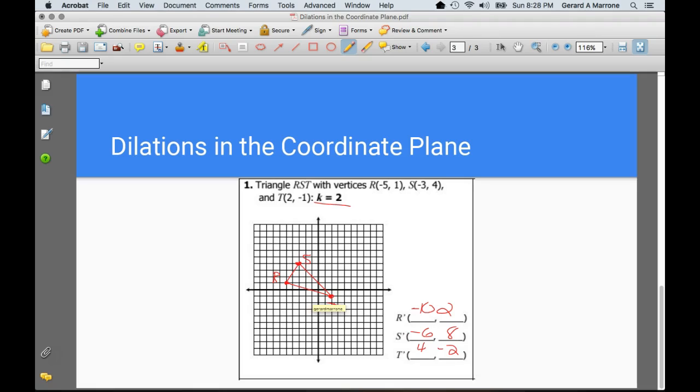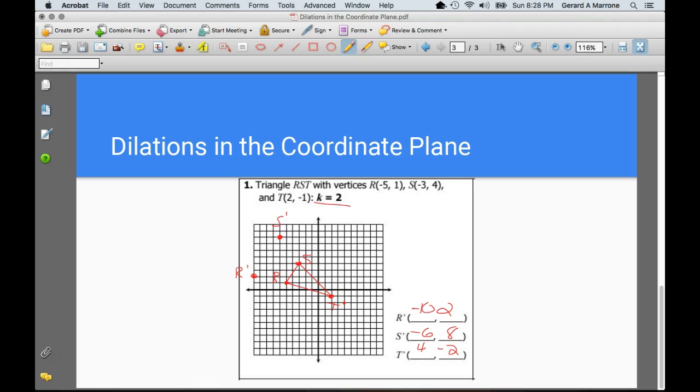So if we were to then graph those points, we've got (-10, 2) out here, and this point becomes R prime. As I'm graphing these, just something to think about is that you're going to have a totally different look to the figure now. We've got R prime and S prime drawn in already. And as I draw in T prime, think about before, with our flips, our rotations, and our slides, we had the same exact figure.